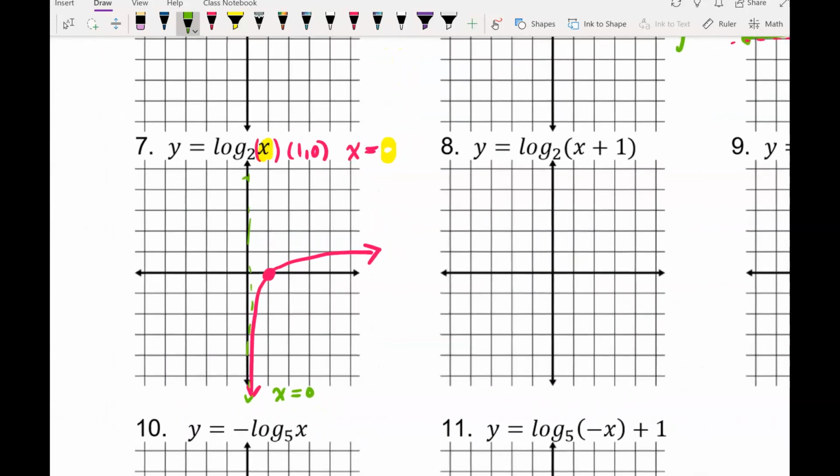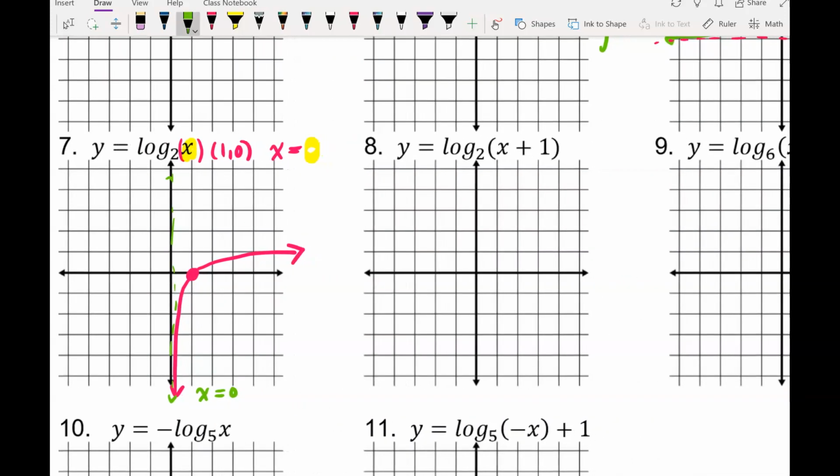Okay, number 8. Number 8, I can use that parent graph, or let me just go ahead and list it. The basic graph is y is equal to log base 2 of x, which has a point at (1, 0) and a vertical asymptote at x equals 0. But now this plus 1 with the x is going to move the graph left 1 unit, meaning this point, the (1, 0), gets moved to (0, 0). All these points get moved left 1 unit, and now it looks like this.